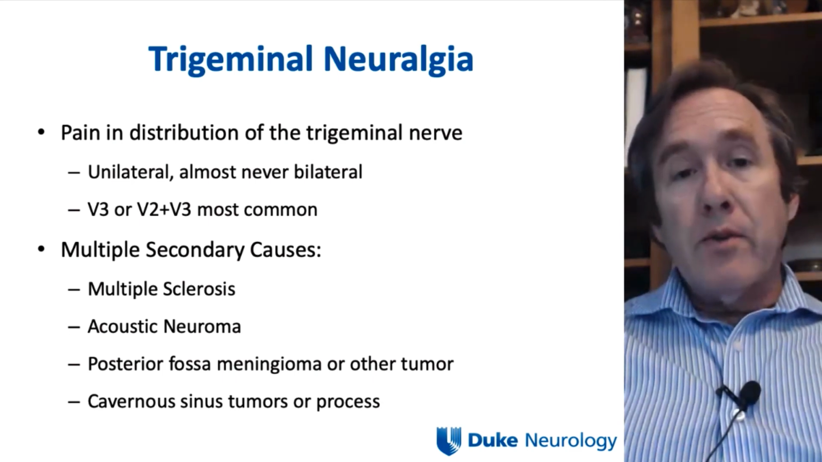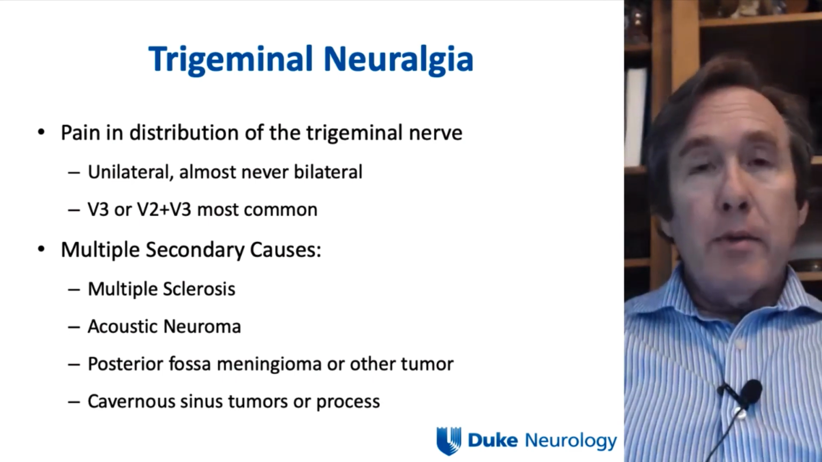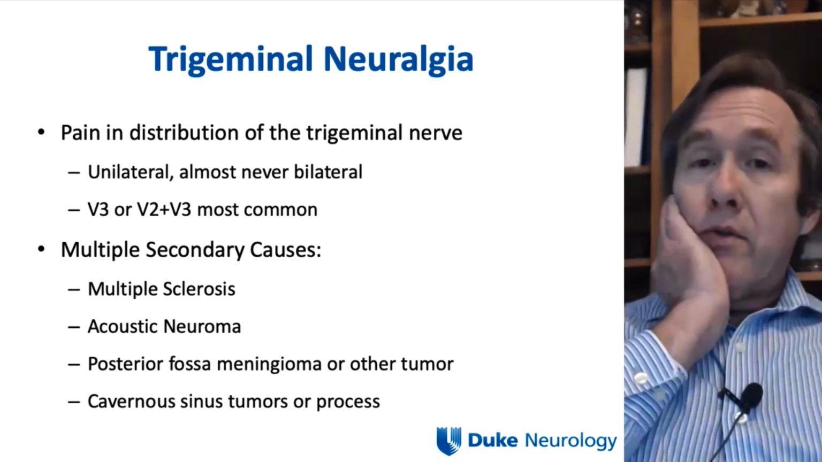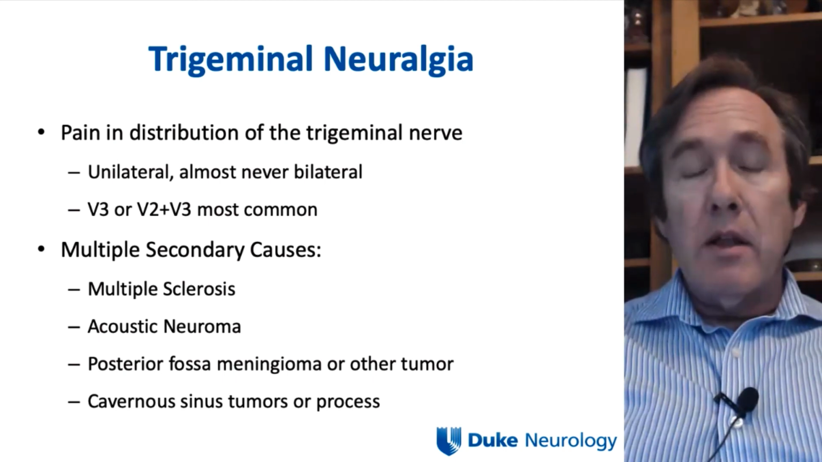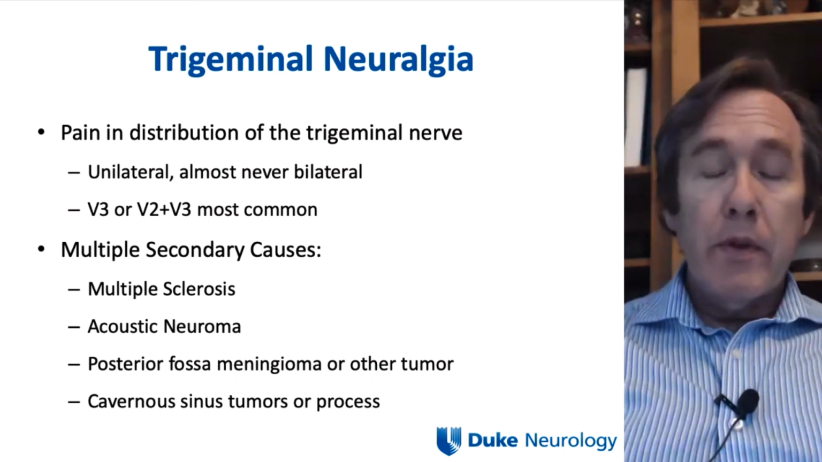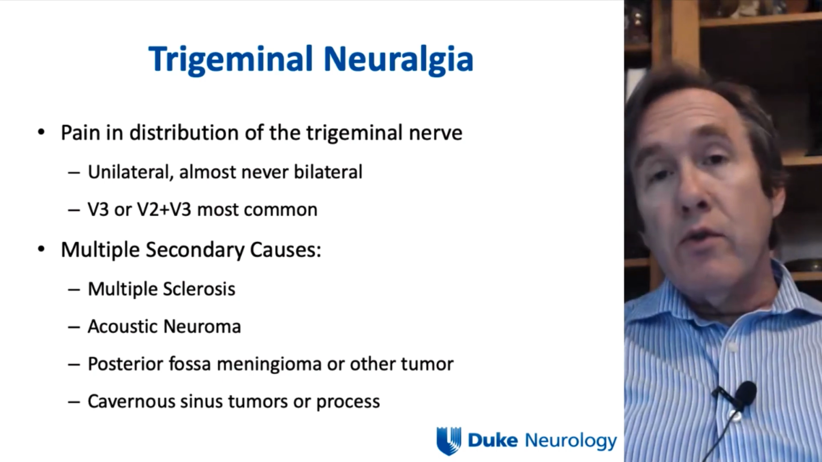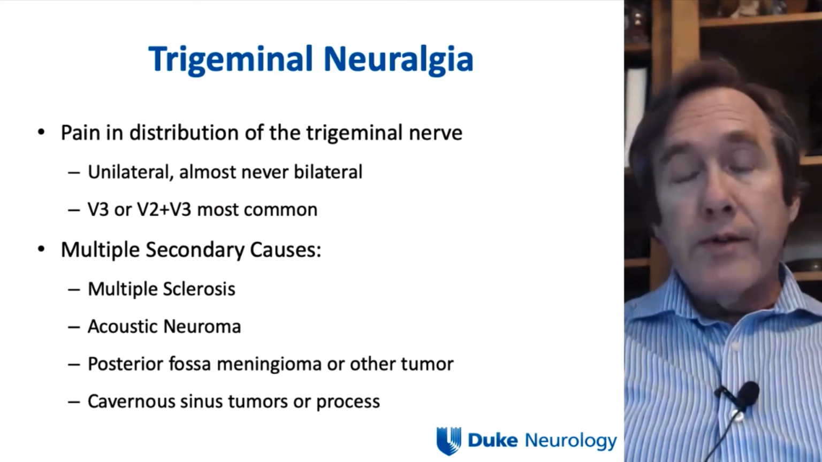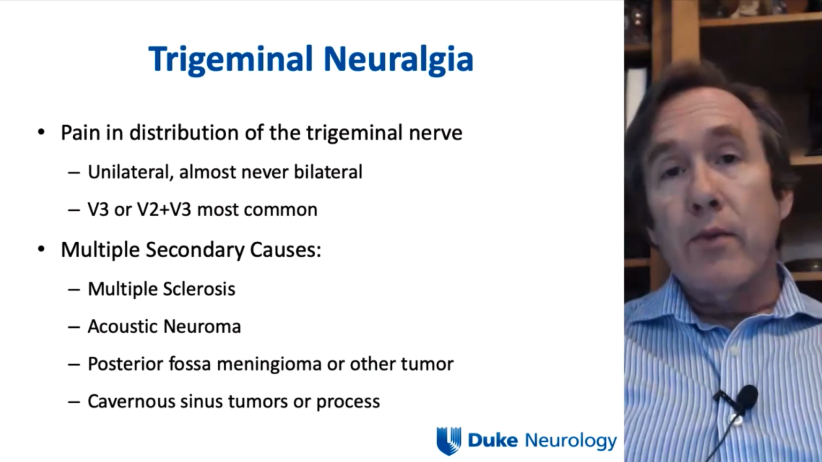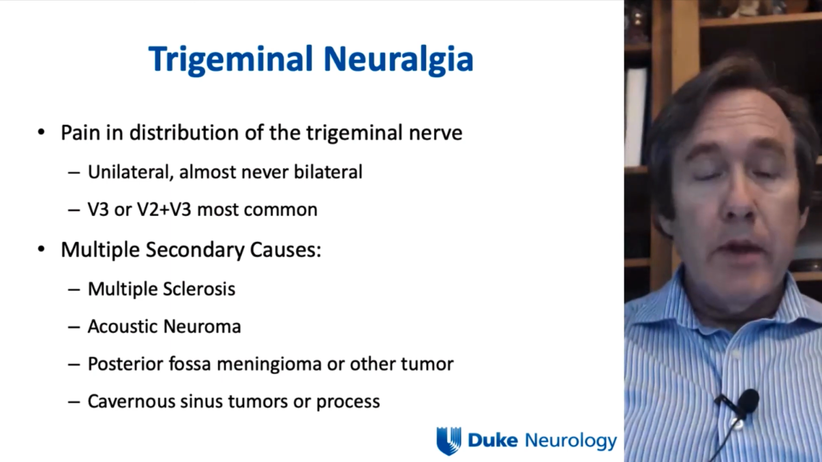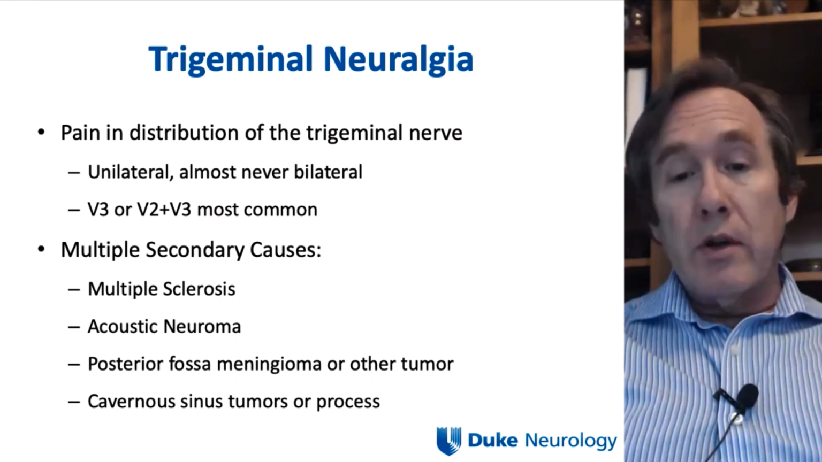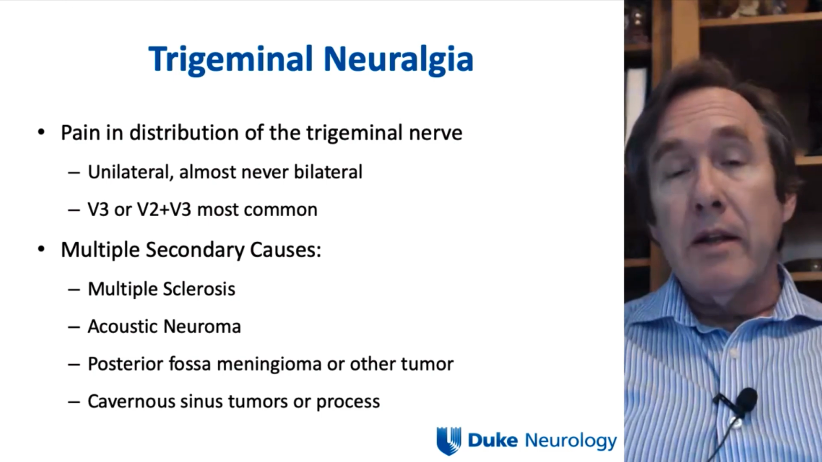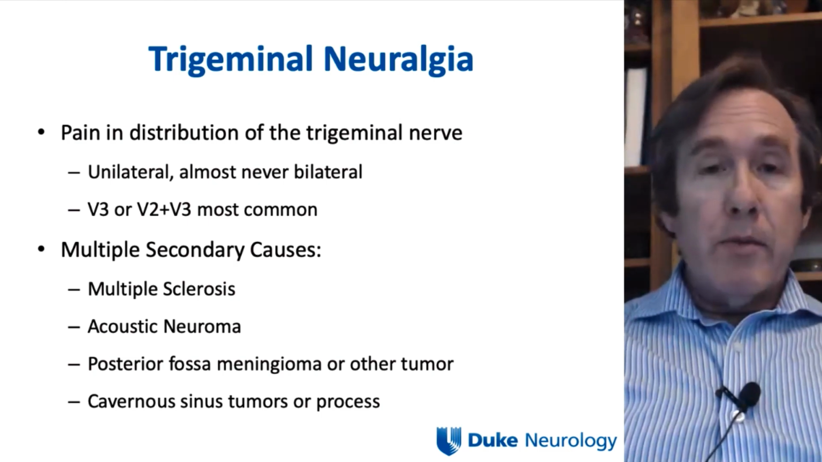Trigeminal neuralgia pain is almost always unilateral and typically occurs in the third division, which is the lower part of the face along the jaw, or the second and third division, affecting the area under the eye as well as the jaw. Trigeminal neuralgia is also unusual for other primary headache disorders, as there are a number of secondary causes of trigeminal neuralgia that are seen almost as frequently as primary trigeminal neuralgia. Multiple sclerosis, acoustic neuromas, posterior fossa masses, including meningioma or metastatic disease, can all cause trigeminal neuralgia.